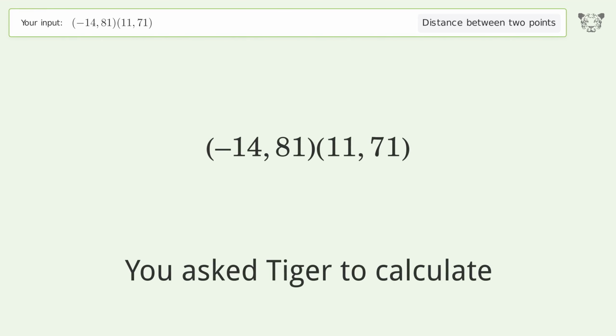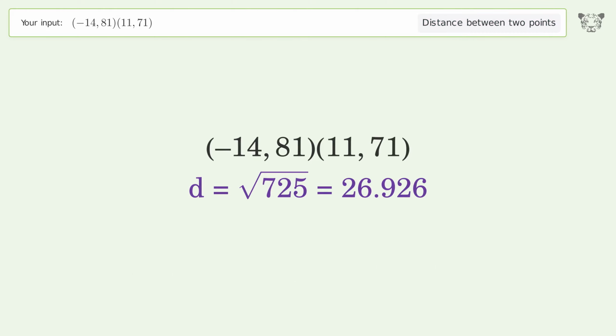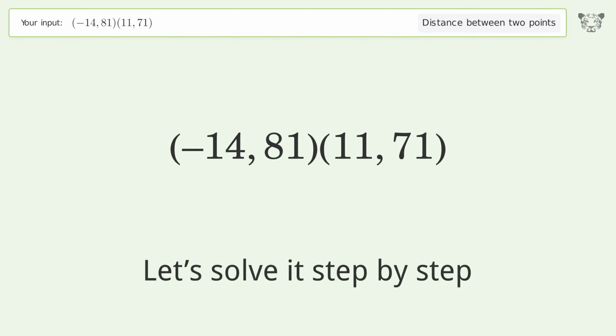You ask Tiger to calculate. This deals with the distance between 2 points. The distance between the 2 points is the square root of 725, or 26.926. Let's solve it step by step.